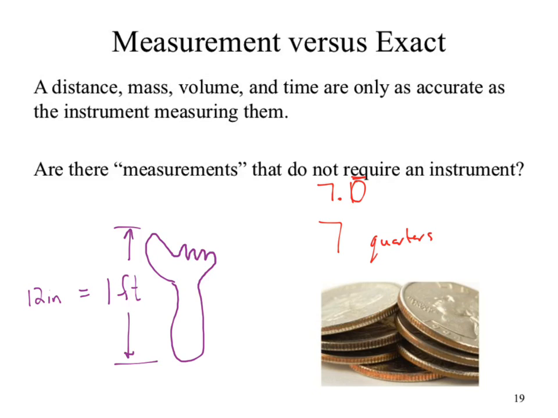We'll say that a foot was 12.2 inches instead of 12 inches. Would it still have infinite significance? If we change the definition, it's no longer exact, it's a measurement. Okay, so we can run this for a different system.